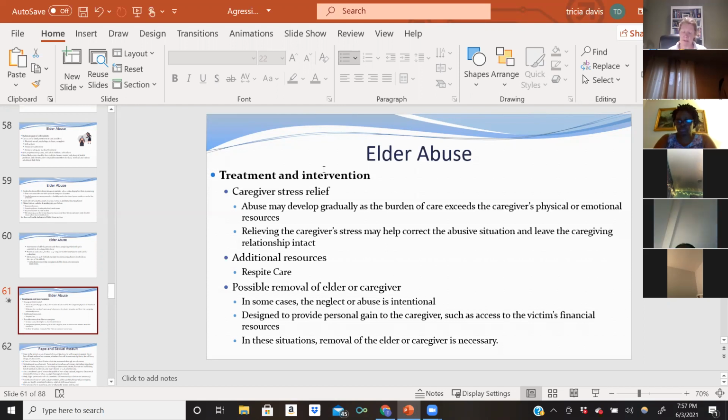And they feel guilt about putting them in a nursing home, so they just do the minimum they can to try and keep them at home. In some cases we have to remove the elder or the caregiver from the situation. If it's intentional, we remove the elder, and then we have to go to court to decide where the patient will go. It's ultimately designed to provide, we see these in cases where the caregiver is just taking care of the patient so that they can have access to the victim's financial resources. In these situations, you're always going to see that if they discover that that's the case, the elder is removed from the environment.